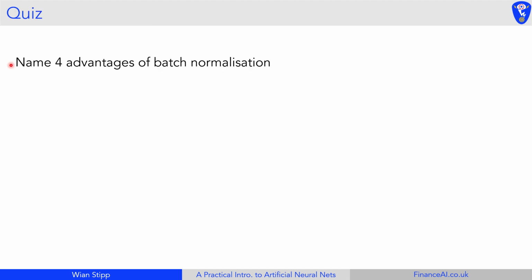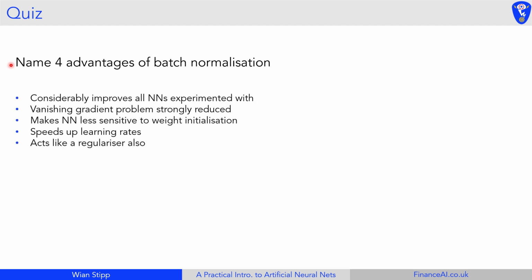All right. I'll now give you a chance to pause the video and either think about in your head or write down at least 4 advantages of batch normalization that we talked about. Okay, so here are the answers. It considerably improves all neural networks experimented with. The vanishing gradient problem is strongly reduced. It makes neural networks less sensitive to weight initialization, speeds up learning rates, and acts like a regularizer. You can see why this has become almost a staple in training deep learning models. I'll see you in the next video.